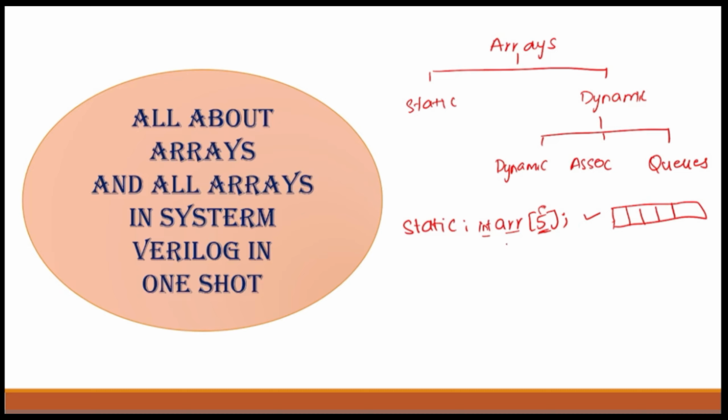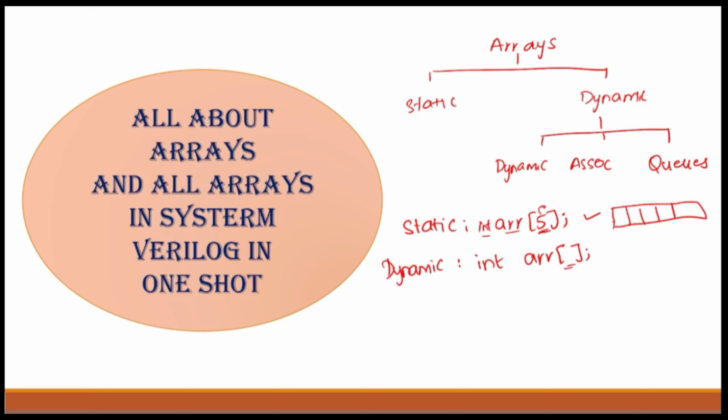Now let us see how we are going to declare the dynamic array. Int arr, same example I am taking, int arr with empty square brackets. This is how you declare a dynamic array: data type, array name, with an empty square bracket. Since you are giving an empty square bracket, the system understands that you are declaring a dynamic array.